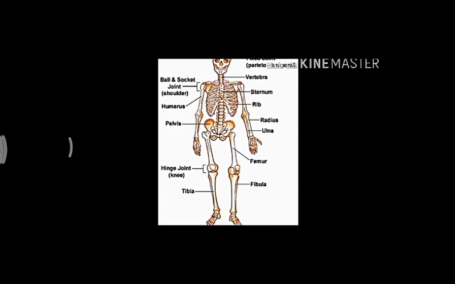Next is rib cage. General features of the rib cage are there are 24 bones in rib cage which are arranged in 12 pairs. All the rib bones are attached to the backbone in the back and to the breastbone in the front, except the last two pairs. The last two pairs of the ribs are not joined to the breastbone and are called floating ribs.